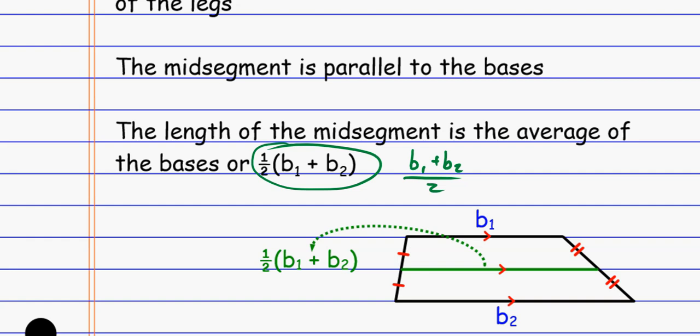Remember, when you find the average, you add things up and divide by how many you have. So if I want the average of the two bases, I add the two bases together and divide by 2, because that's how many bases I have. So it's just the average of this thing.